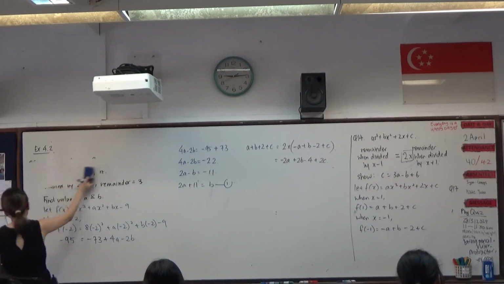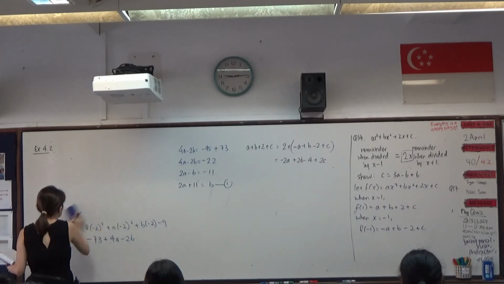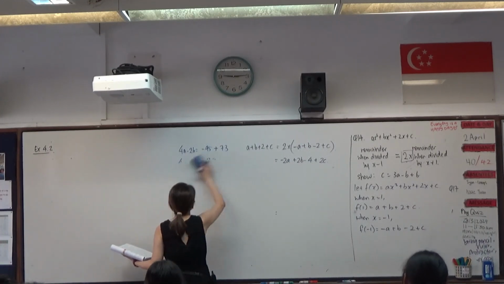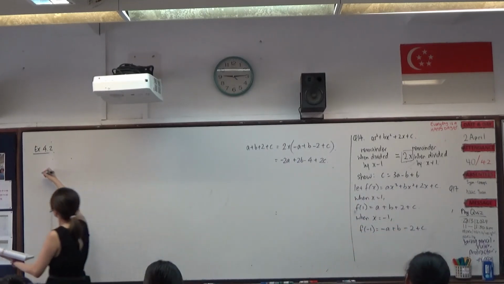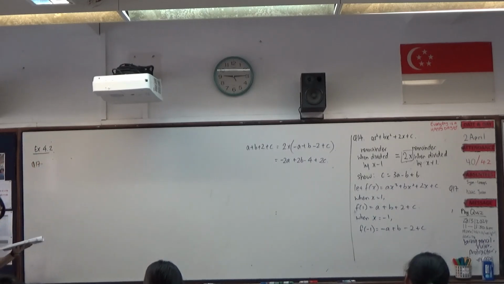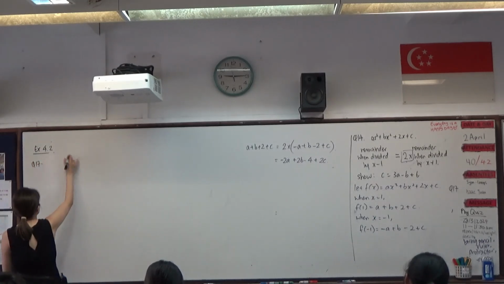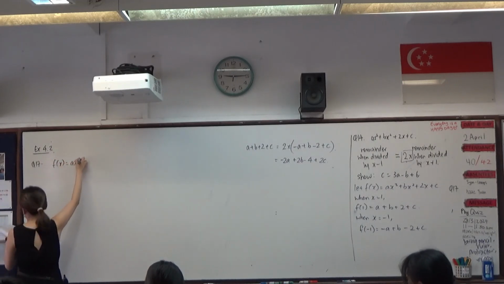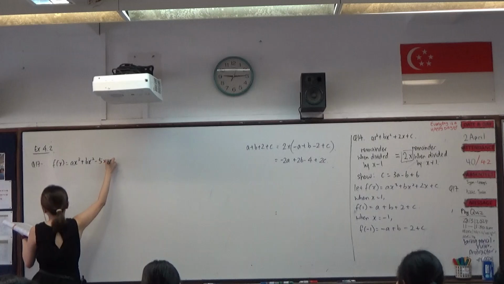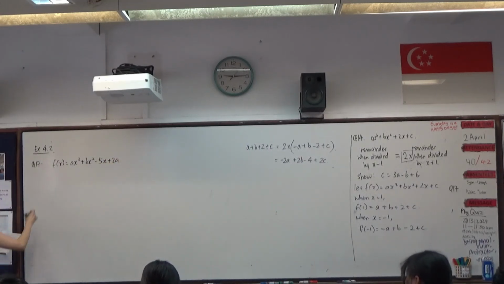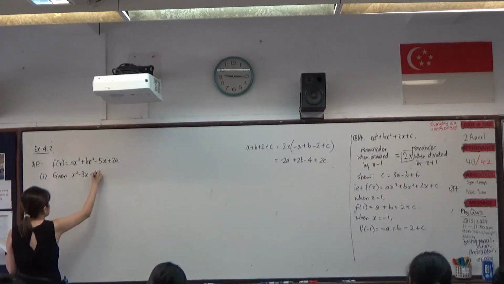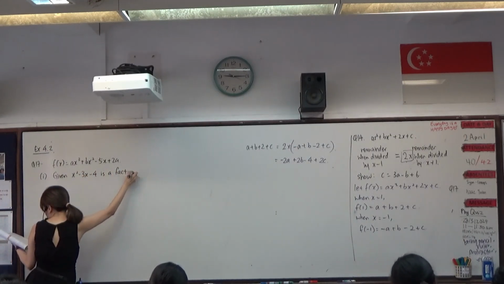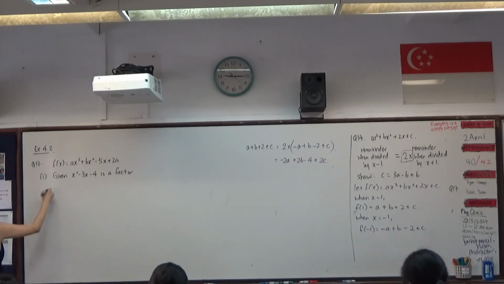Then last one, question 17. The function f is defined by this, where a and b are constants, given that x squared minus 3x minus 4 is a factor. We want to find the value of a and b.